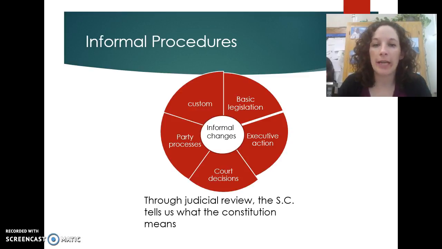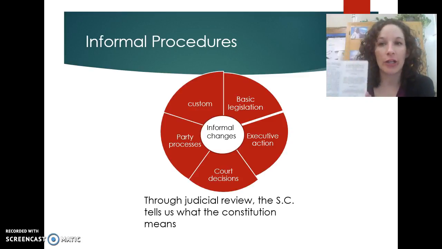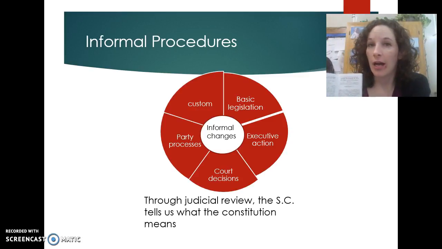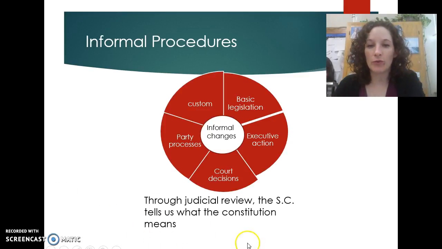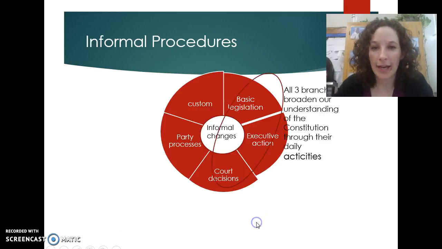And some famous cases, in 1954, Brown versus Board of Education, the Supreme Court rules that segregation in schools is unconstitutional. They say if you open up the 14th Amendment and look at the Equal Protection Clause, that tells us that segregation does not provide equal protection of the law to its citizens, so segregation in schools is a violation of the Constitution. And eventually, it took some time, schools had to desegregate. So when you put those three things we've just gone over together, you see how all three branches are broadening our understanding of the Constitution through their daily activities.